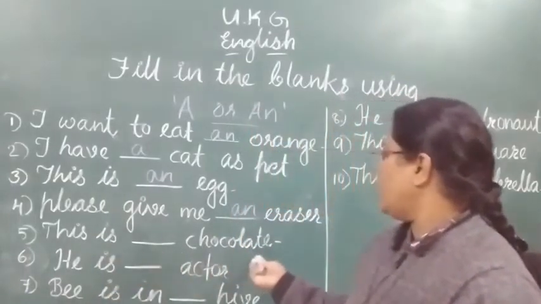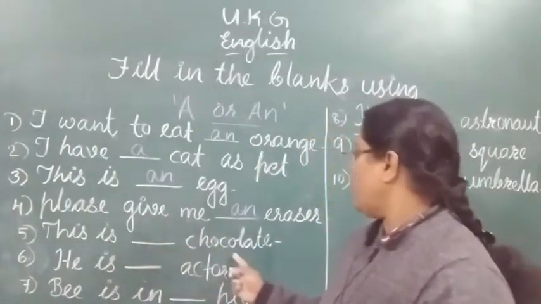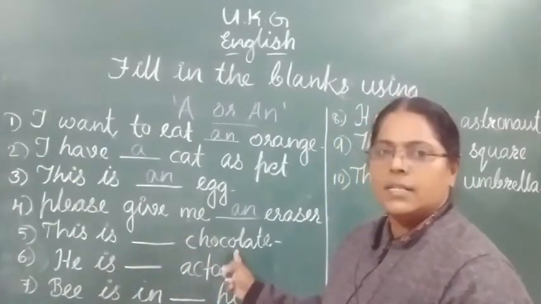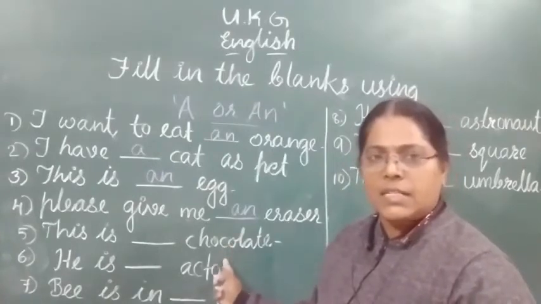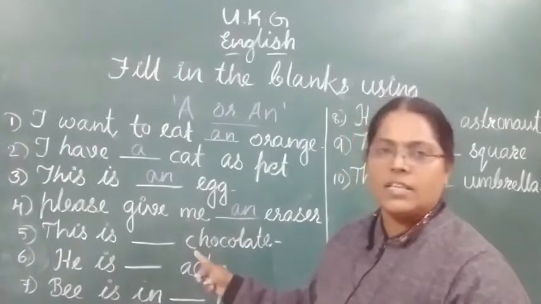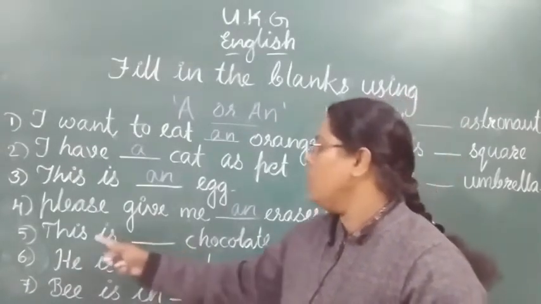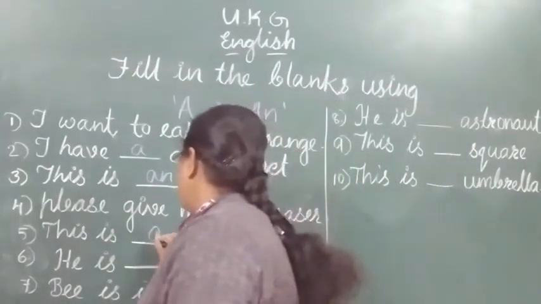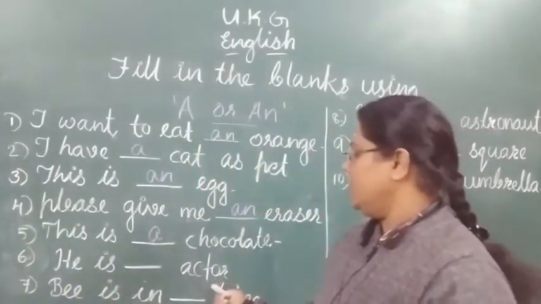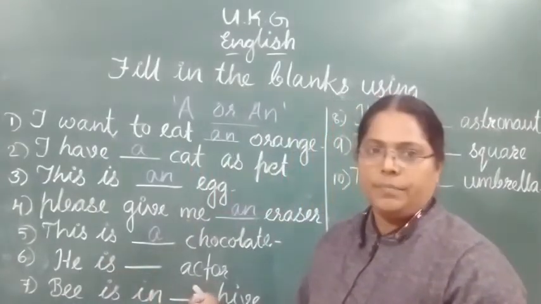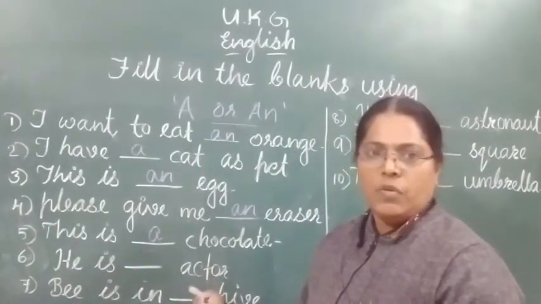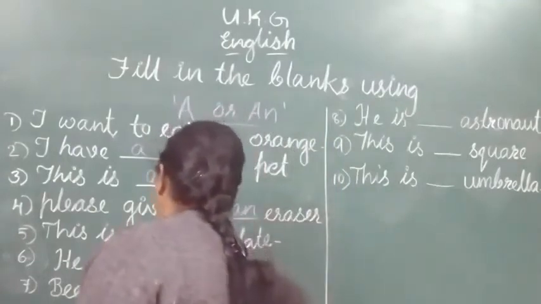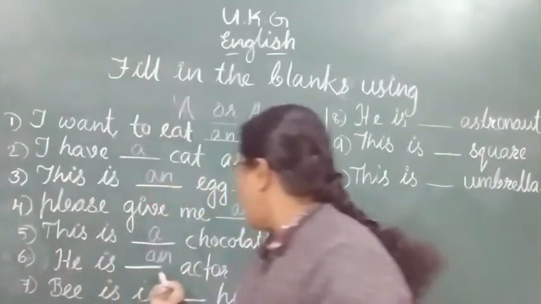Okay, next one. This is a chocolate. Why did we put a here? Chocolate, this word begins with which letter? A consonant letter. C is a consonant letter. So we will use a here. This is a chocolate. Okay, next one. He is actor. He is an actor. This word begins with a vowel sound, so we will use an here. He is an actor.